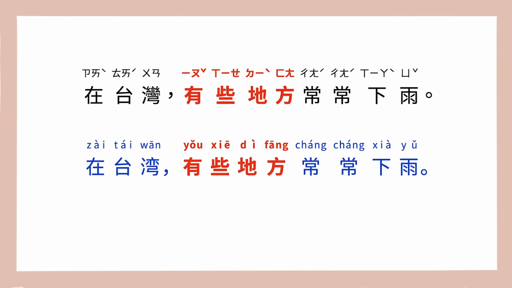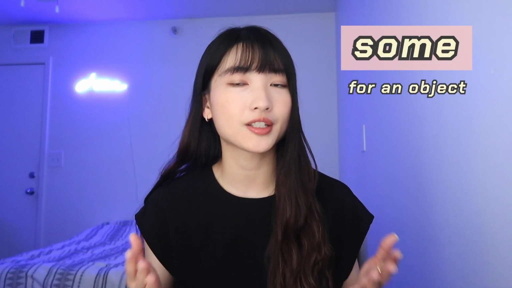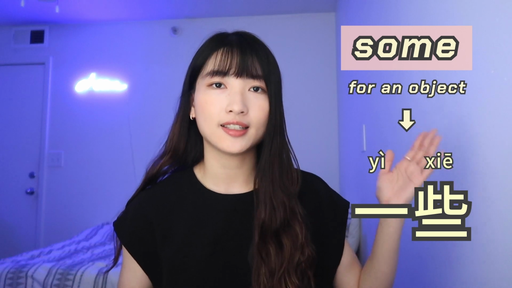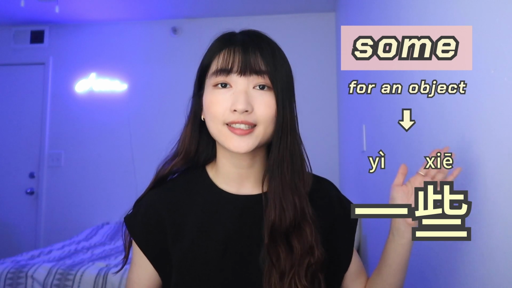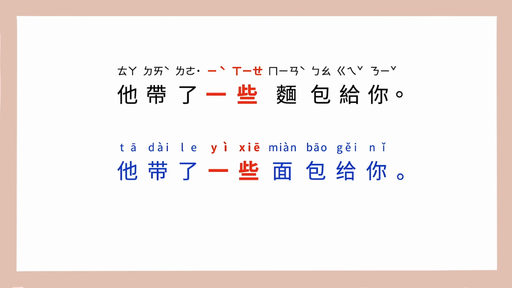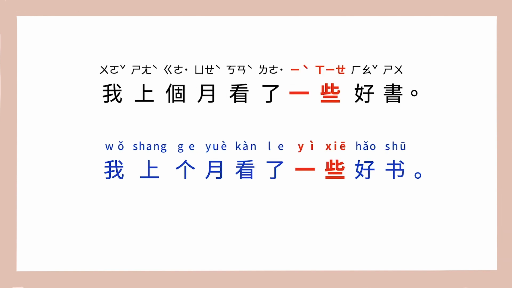在台湾有些地方常常下雨。In Taiwan, some places often rain. However, to express some for an object, we use 一些. For instance, 他带了一些面包给你。He brought some bread for you. 我上个月看了一些好书。I read some great books last month.